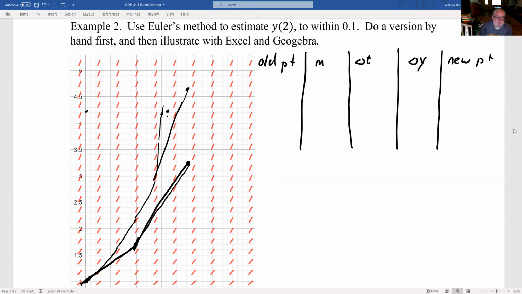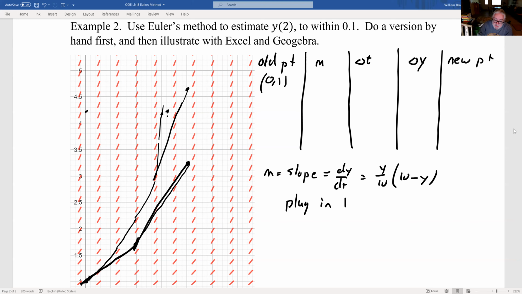So old point, that's where we started from. We started at 0, 1. m, that's slope, which is the same thing as the derivative in this case, dy/dt equals y over 10 times 10 minus y. So if we plug in y equals 1, sorry about that, we get 1 over 10 times 10 minus 1 equals 0.9. So my slope at that point, at my old point, is 0.9.